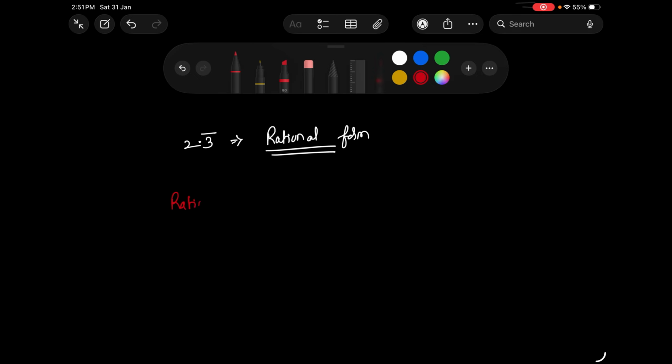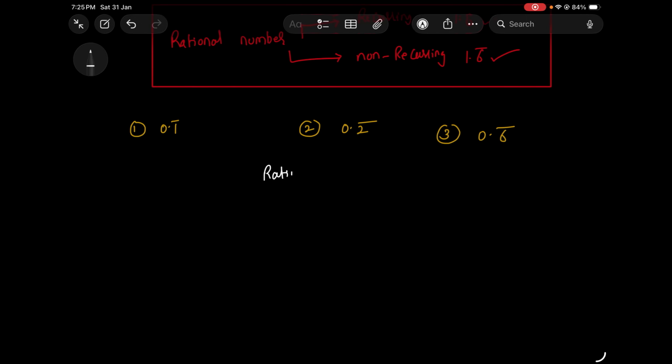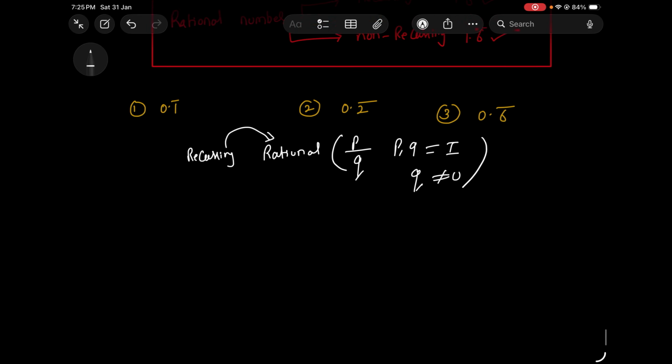We have to remember one thing, that a rational number can be both recurring or non-recurring. Like 1.6 is also a rational number and 1.6 recurring is also a rational number. So this is our last concept of rational numbers, in which we change recurring decimals into rational numbers. Rational number means in the form of p upon q, where p and q are integers and q does not equal 0.